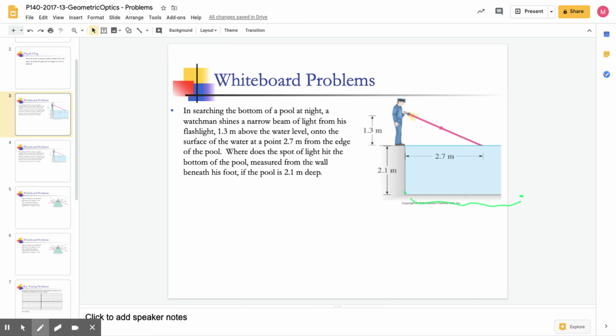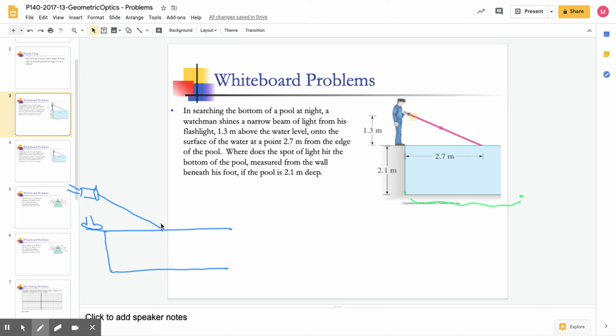Okay, so I think it's a good idea to think about the steps to take for solving this problem. One thing I like to do is draw things out just so I have them in my head. So let's say that's my pool, and right here is where the guy's foot is, and right up here is the flashlight, and the beam of light is coming down like this.